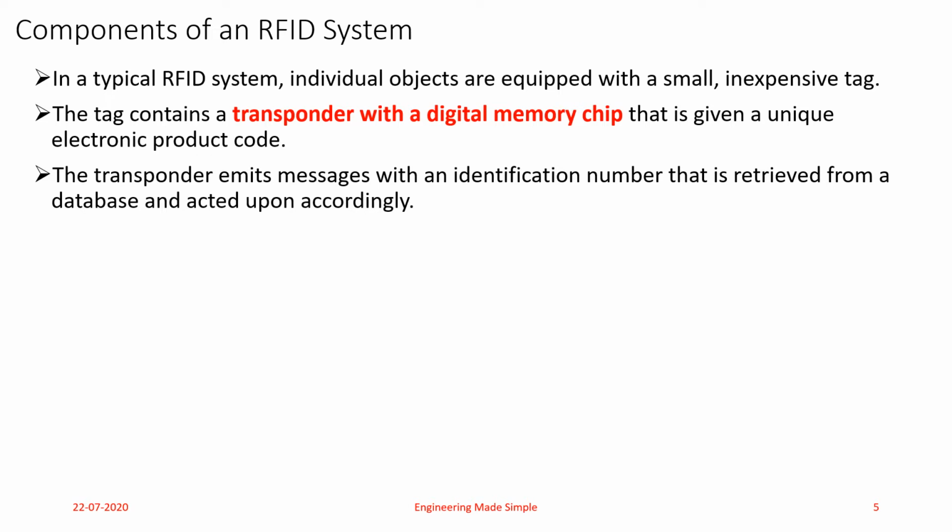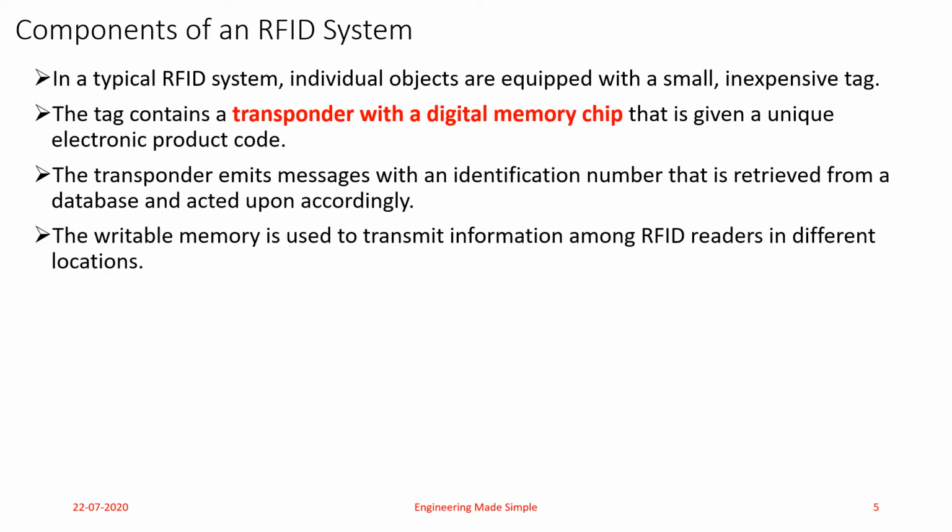Now, what is the function of the transponder over here? The transponder emits or transmits messages with a unique identification number that is retrieved from a database and acts upon it accordingly. Next, the writable memory in the digital memory chip of the RFID tag is used to transmit information among RFID readers at different locations. Now, what does this mean?